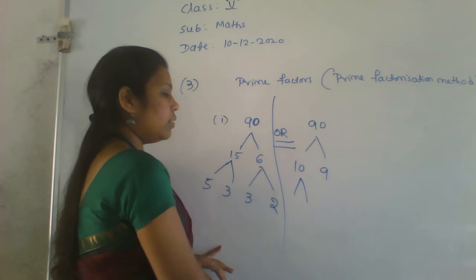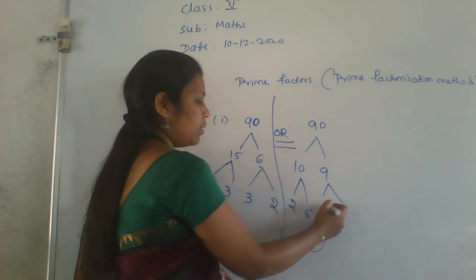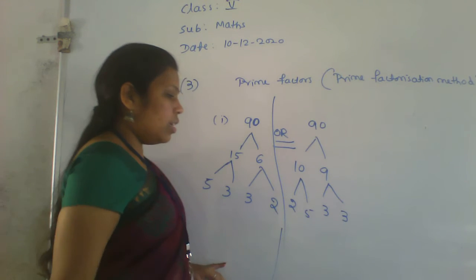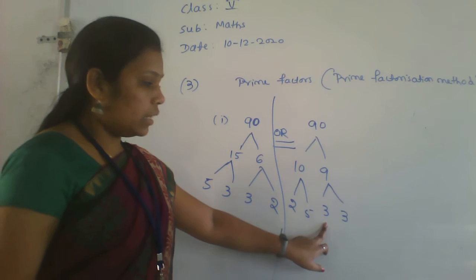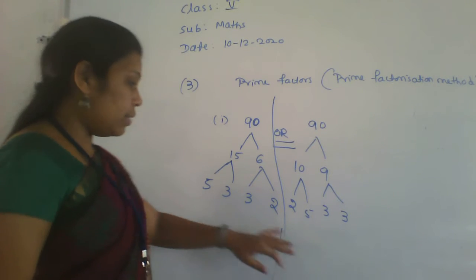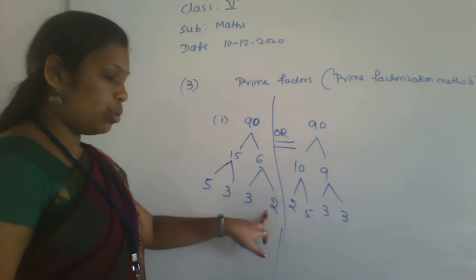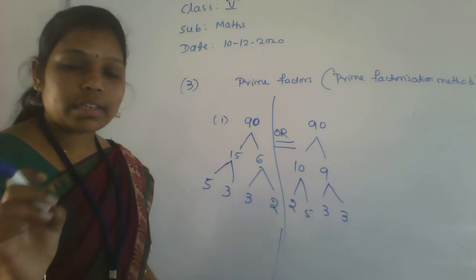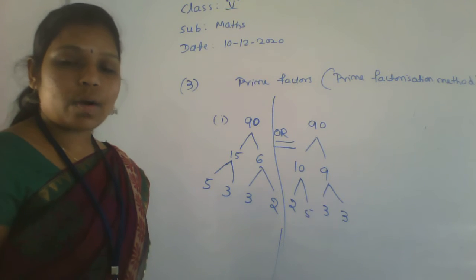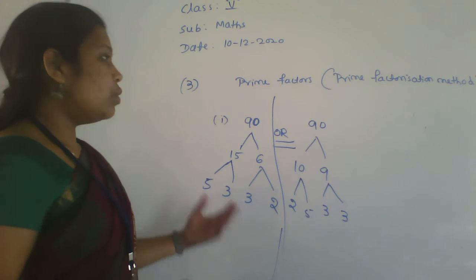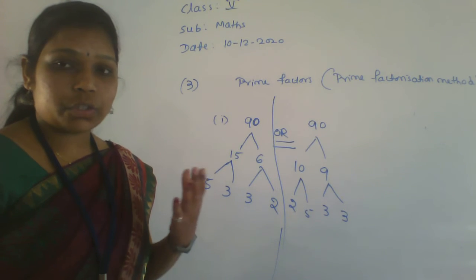This is one method. This is another method. Okay. Here 2 5s are 10, and here this one is 3 3s are 9. All are prime numbers. 2 is prime, 5 is prime, 3 is prime and 3 is prime. Here also 5 is prime, 3 is prime, 3 is prime, 2 is prime. Okay. Once you get a prime number, leave that only. That is called the prime factorization method. So only this method is called the prime factorization method.